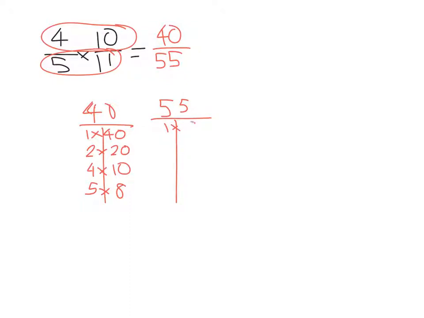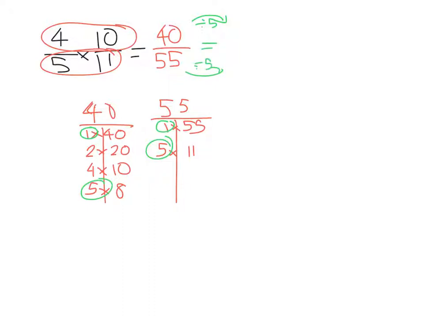All right, for 55. 1 times 55, obviously. 2 doesn't work. 3, no. 4, no. 5. 5 times 11. 6, no. 7, no. 8, no. 9, no. 10, no. 11. Already there. Okay, so the biggest factor that they have in common, well, they share 1. 2, no. 4, no. 10, no. They share 5. So hopefully you've divided the numerator and denominator by the greatest common factor of 5.